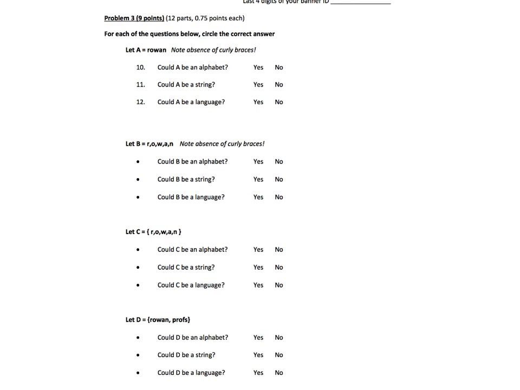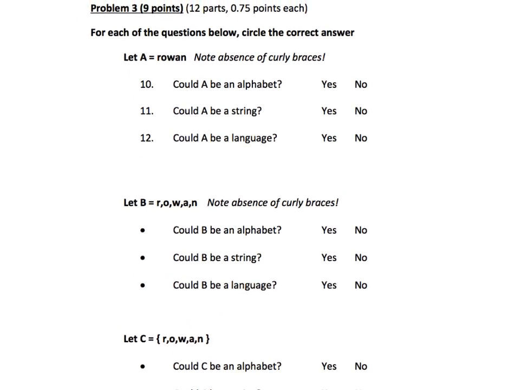Okay, for this set of problems, I ask you a bunch of questions about whether this could be an alphabet, a string, or a language. Now, we know that an alphabet is a set and a language is a set. Since there are no set symbols around here, notice the absence of curly braces, could A be an alphabet? Nope. Could A be a language? Nope, it's not a set.